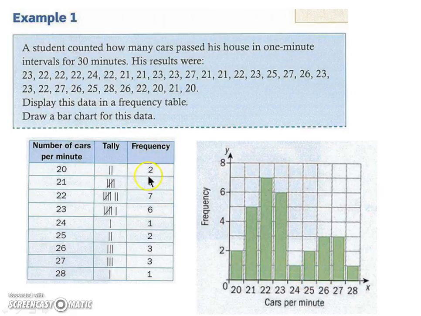Then we create our bar graph, right? Since we're counting here, this would be discrete data. Also, we cannot have, for example, 21.7 cars in 1 minute, right? We cannot have 24.3 cars in 1 minute. It's either one full car or no car. So it makes sense that the data we have here is discrete. That's why we have the gaps between the bars.